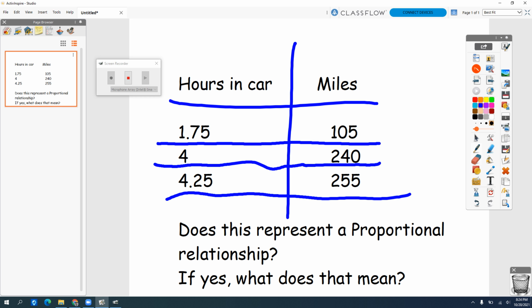The question that I want you to answer out loud to your parents or guardians is, does this represent a proportional relationship? Does the table represent a proportional relationship? Now, also, if you're saying yes, you could say no. It might be no. And if it's no, I want to know why it's no. But if you say yes, what does it mean that this is a proportional relationship? There's something specific I want you to be able to express to your parents.